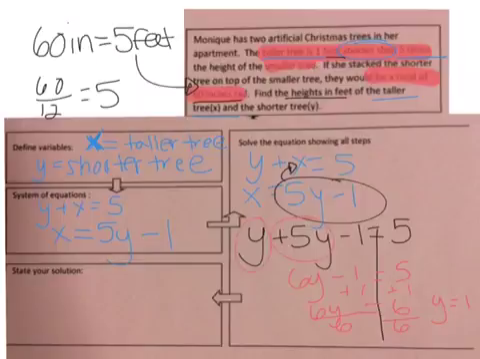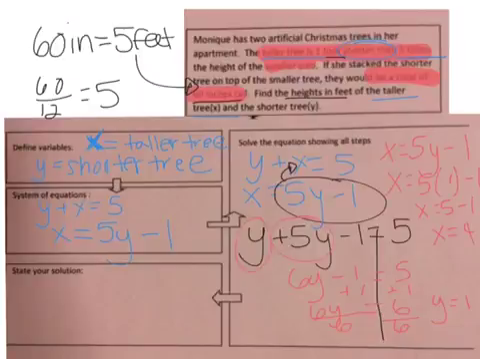When you have this solved, you should have ended up with y equals 1. Now I'm going to plug that back into x equals 5y minus 1 because that's easier for me. Go ahead and plug it back in to get x. Once you plug that in, you should end up with x equals 4.